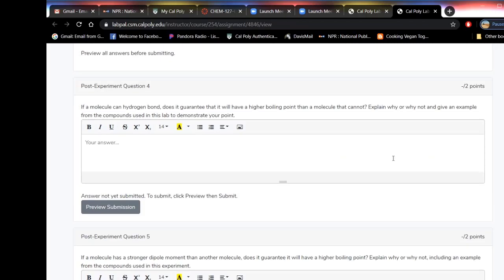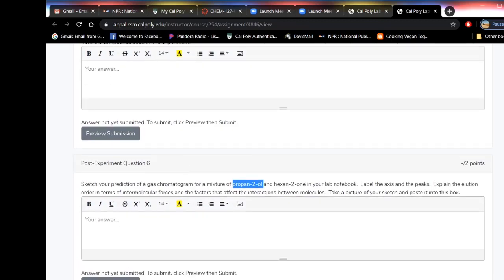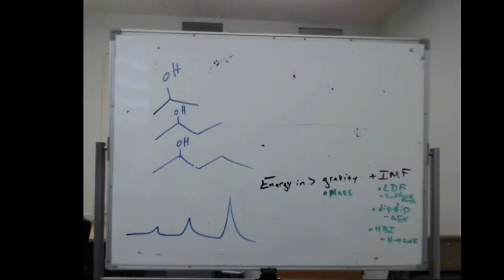And we want to apply all of that thinking together to answering these post-experiment questions. Does that give you more to think about, Caitlin? Yeah, it does. Thank you.